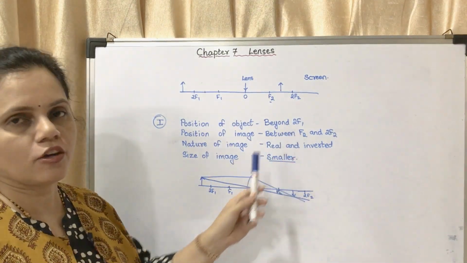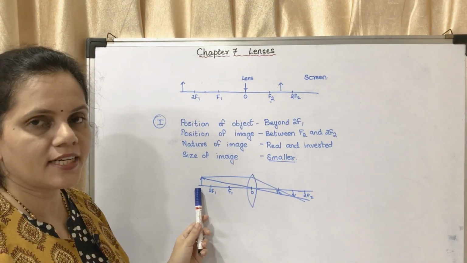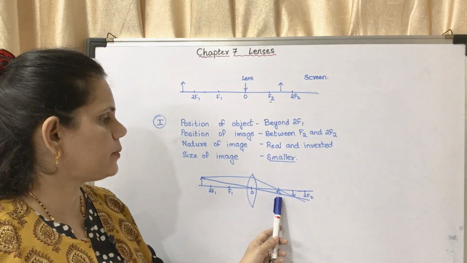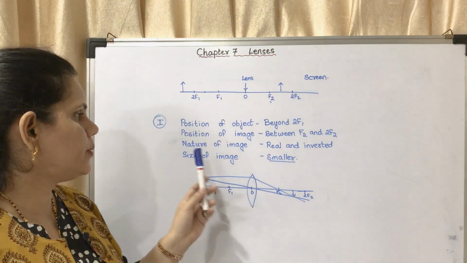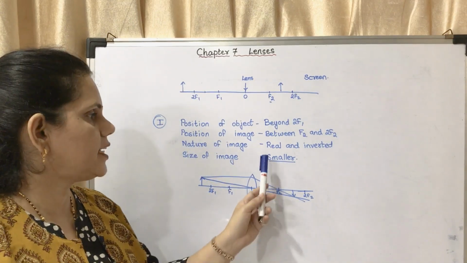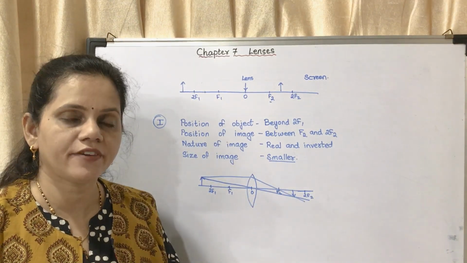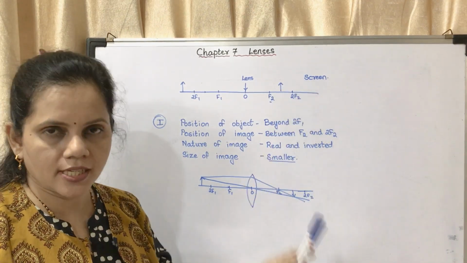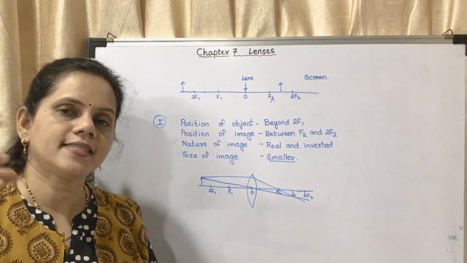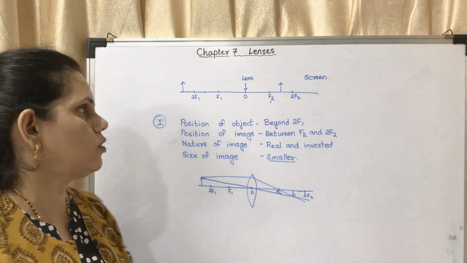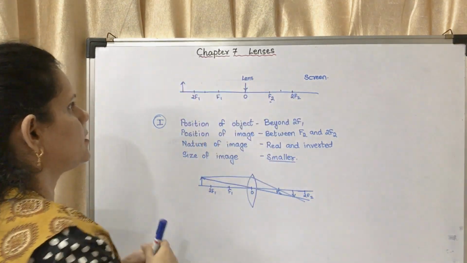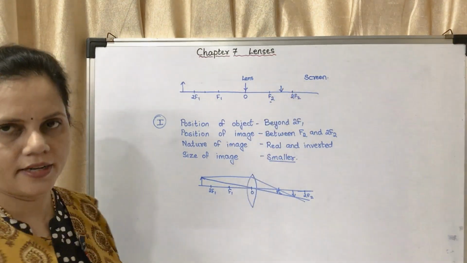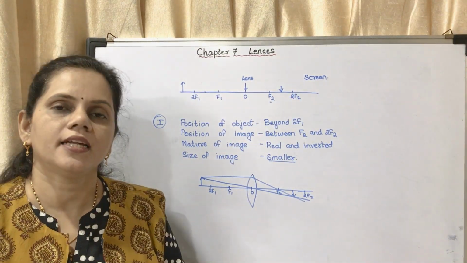The position of the object is beyond 2F1, whereas the position of the image is between F2 and 2F2. What is the nature of the image? The nature of the image is real and inverted. That means you are able to obtain the image on the screen and you will see the image inverted.